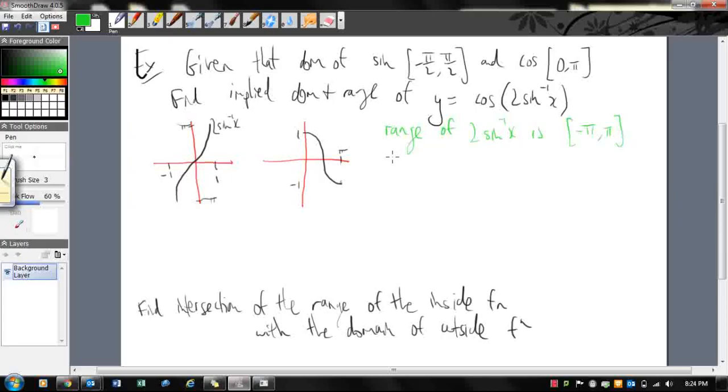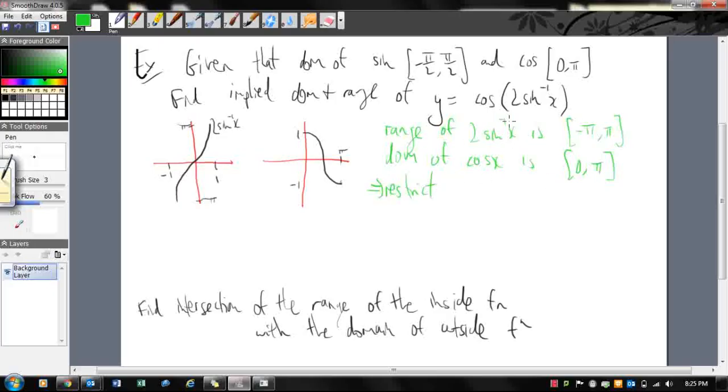And what's the domain of the outside function? The domain of our outside function here, which is cos x, we were told has been restricted to 0 to pi. So there are our two regions, and what we need to do is find where those two intersect. In other words, where do they overlap? Where are they both defined? Because otherwise, if they're not both defined, then the function isn't defined. And so therefore, what we want to do is restrict.